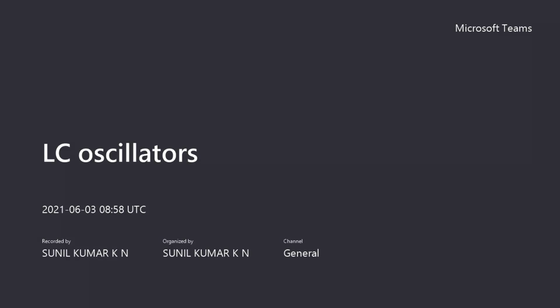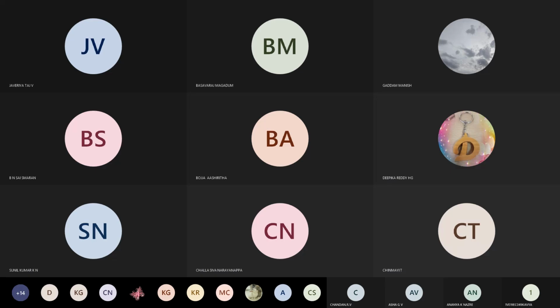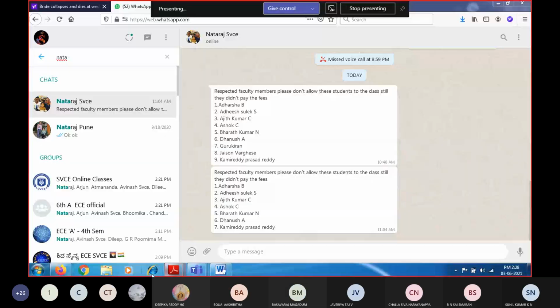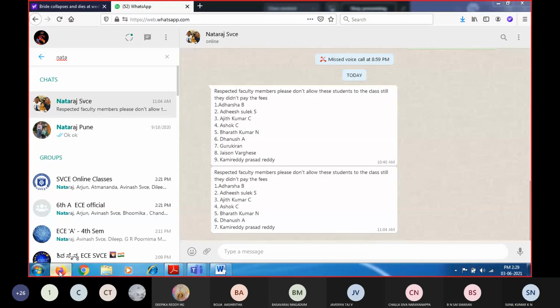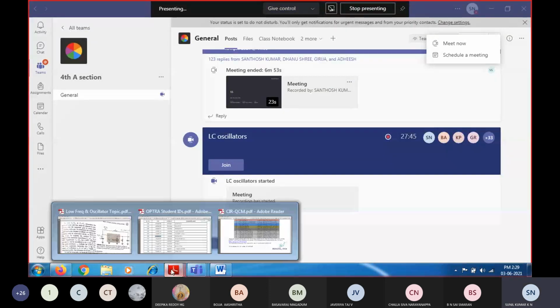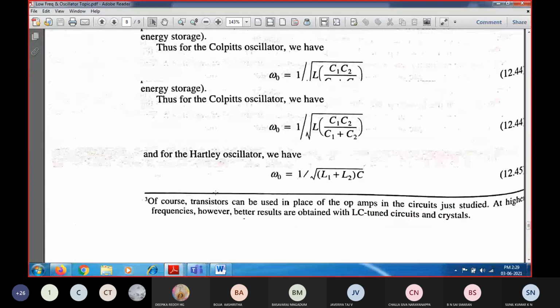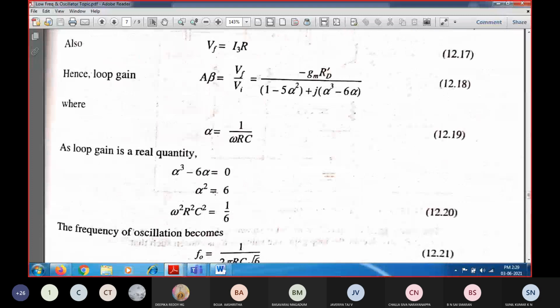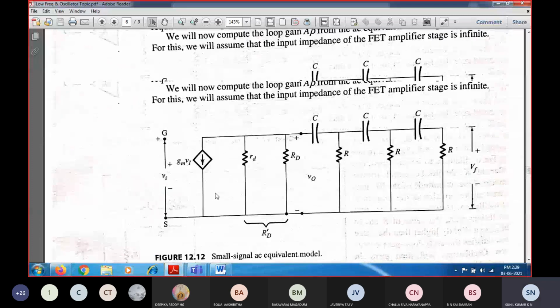So in the class, I just considered a phase shift oscillator. So you can see the oscillators. I just explained all these things.